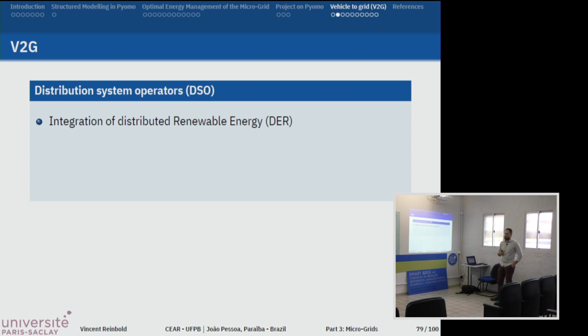So first, some issues of the distribution system operators. The main problem nowadays, or actually since 20 years, I would say, is the integration of distributed renewable energies. We know that if we integrate a lot of them, we can have problems, and it will induce some changes in the network. We also had new challenges because of the laws of the market of the energy.